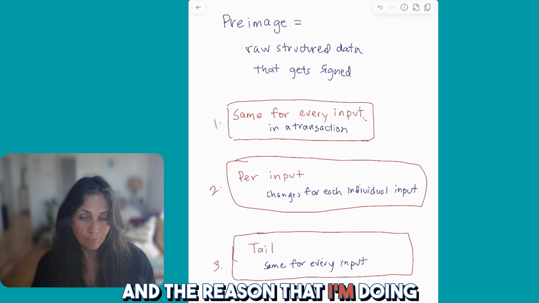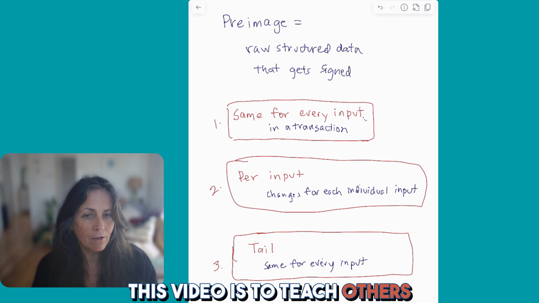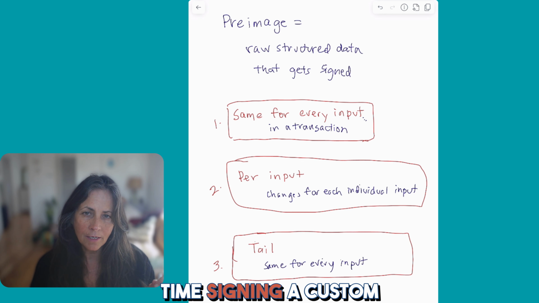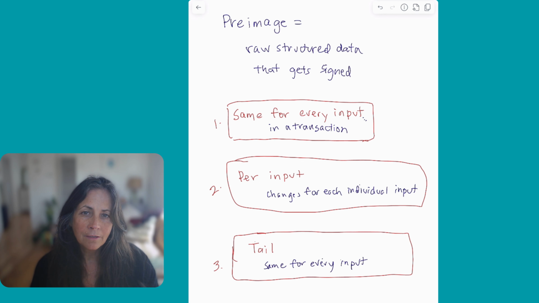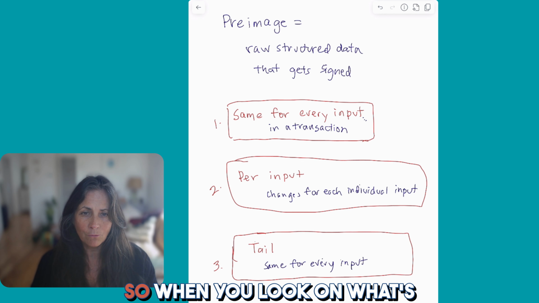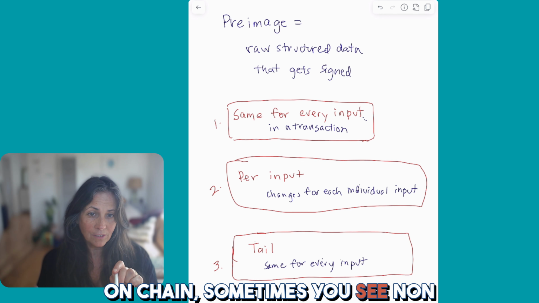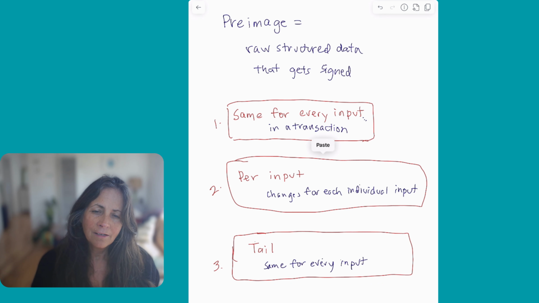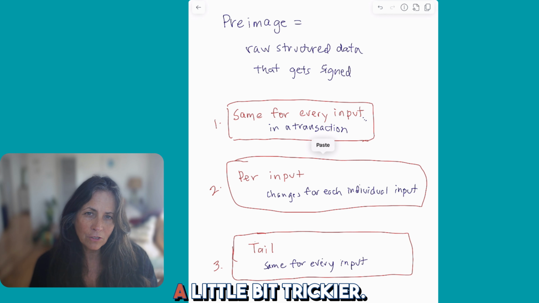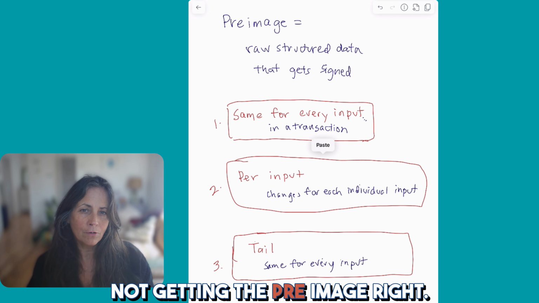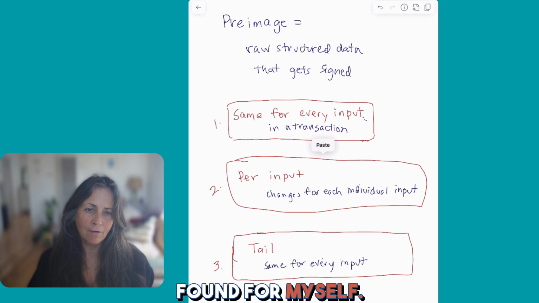And the reason that I'm doing this video is to teach others what I had to go and learn, because I had a really hard time signing a custom transaction, a custom script that I wrote. So a non-standard script. When you look at what's on chain, sometimes you see non-standard output or non-standard script. It's those that are a little bit trickier, and lots of times it comes down to not getting the pre-image right. And that's what I found for myself.